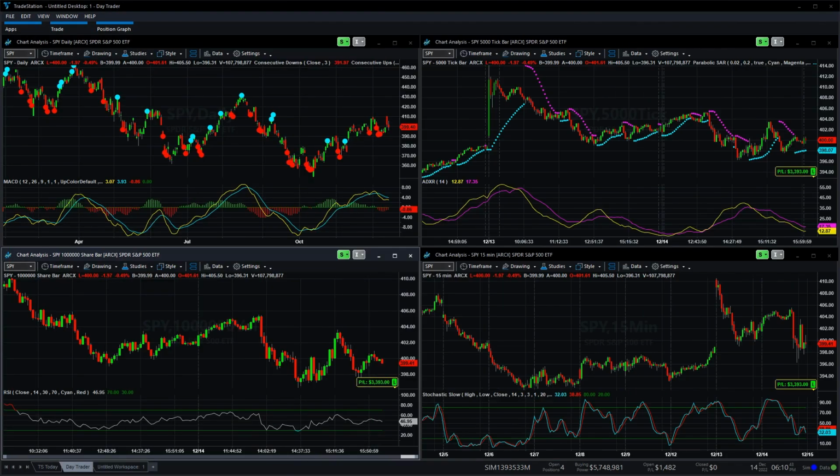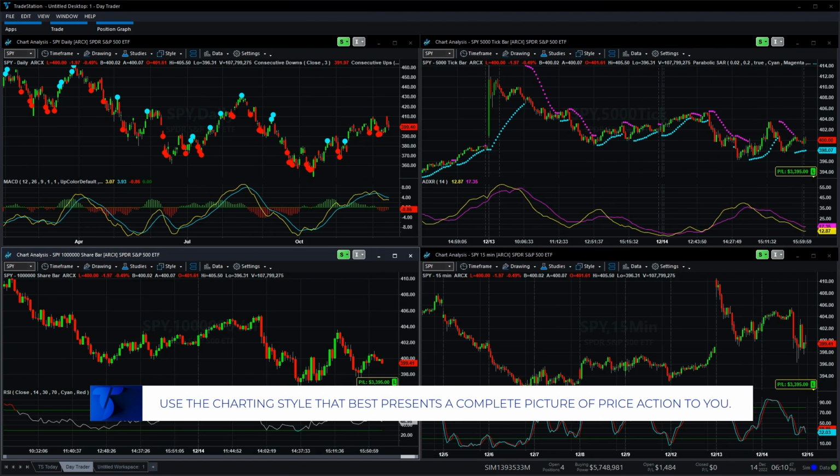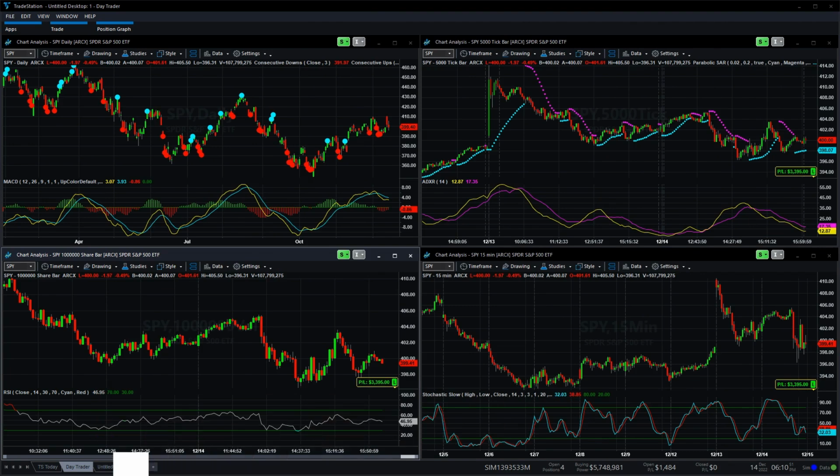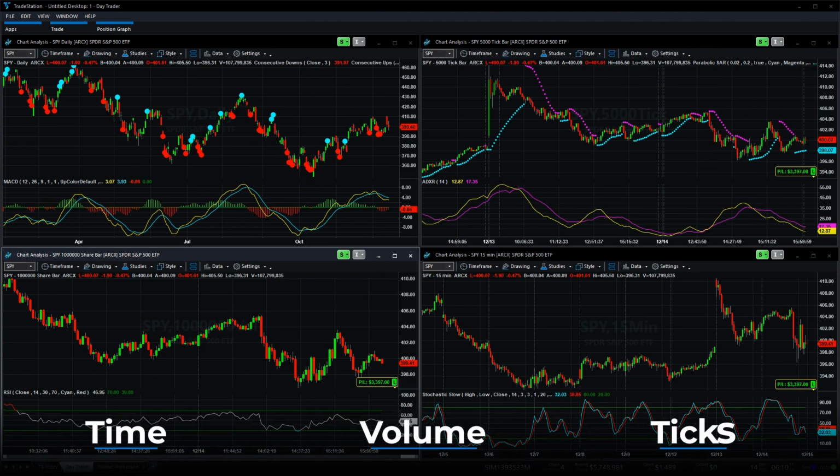There is not one style of charting that's perfect for everyone. You need to use the charting style that best presents a complete picture of price action to you. We covered 3 different ways that price candles can be created: time, volume, and tick. Experiment to see which allows you to identify trading opportunities best.